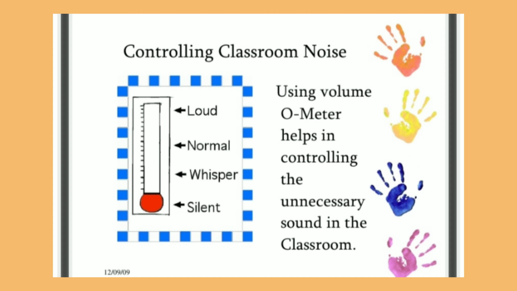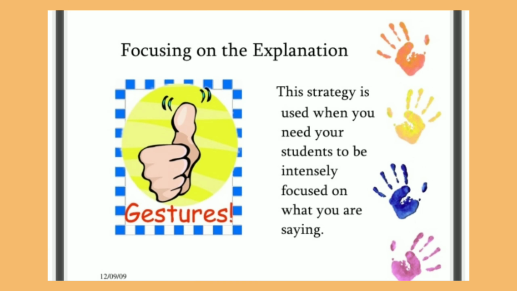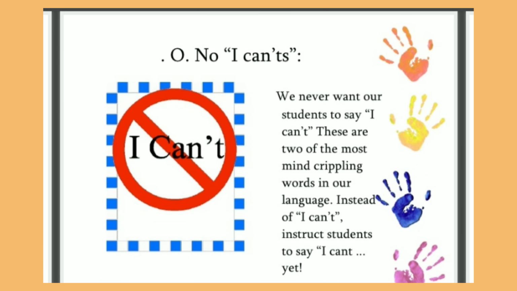Take 15 minutes during one class period to teach your kids the correct way to enter the classroom. Once you've set this standard, don't get lax on it, otherwise the kids won't take any of your rules seriously. Focusing on the explanation. This strategy is used when you need your students to be intensely focused on what you are saying. No, or I can't. We never want our students to say I can't. These are two of the most mind-crippling words in our language. Instead of I can't, instruct students to say I can't yet.